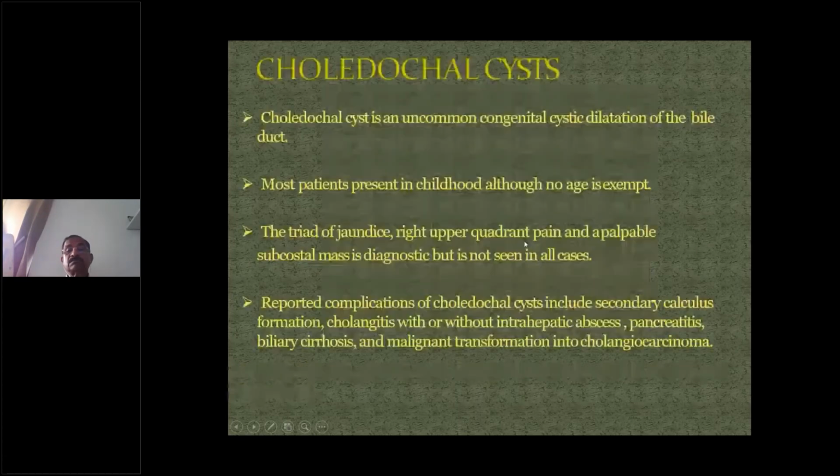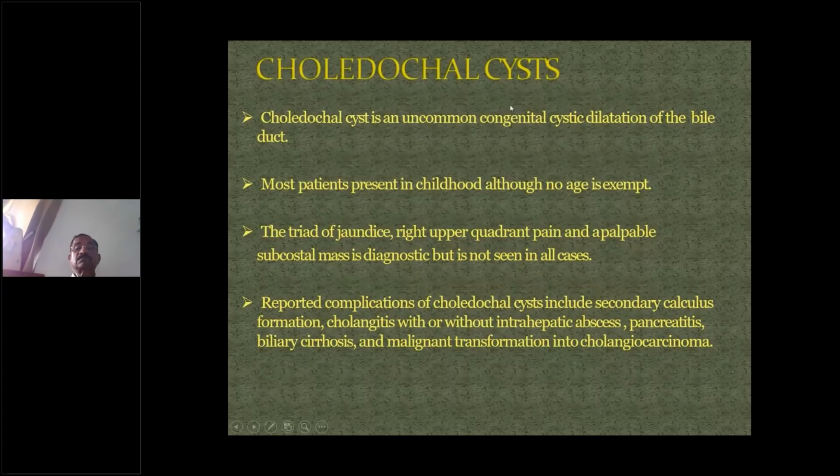So coming to the next condition, a developmental malformation, that is choledochal cyst. It's an uncommon congenital cystic dilatation of the bile duct, mostly presenting in childhood. And the classical triad of jaundice, right upper quadrant pain, and palpable abdominal mass is diagnostic but very rarely seen. Complications associated with choledochal cyst are secondary calculi formation, recurrent ascending cholangitis with or without intrahepatic abscess formation, biliary pancreatitis, biliary cirrhosis, and malignant transformation into cholangiocarcinoma.